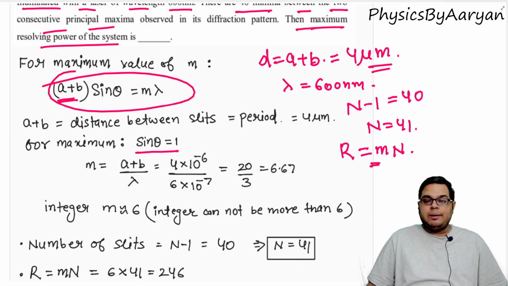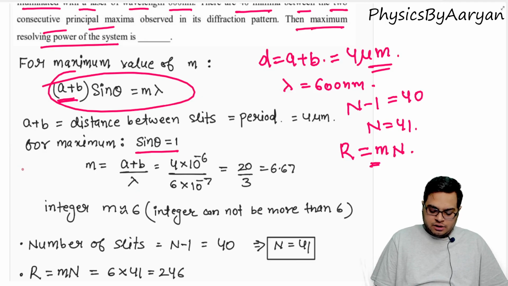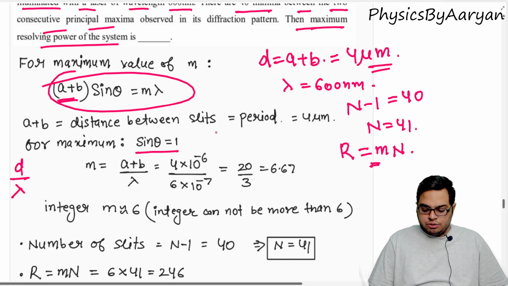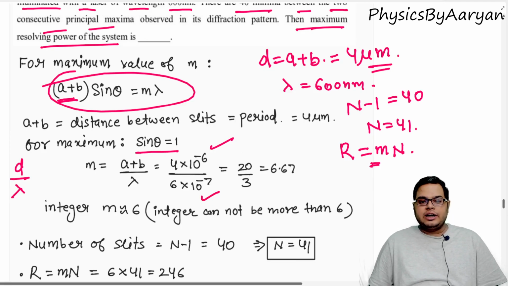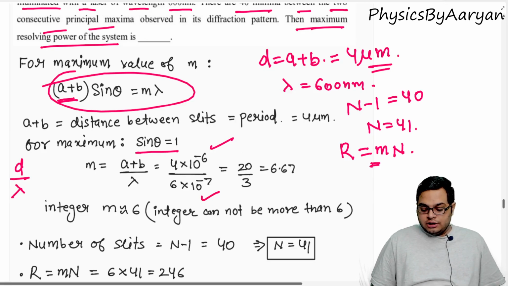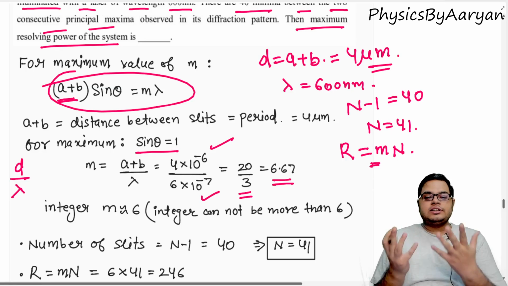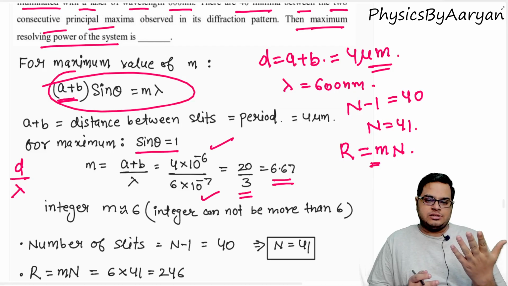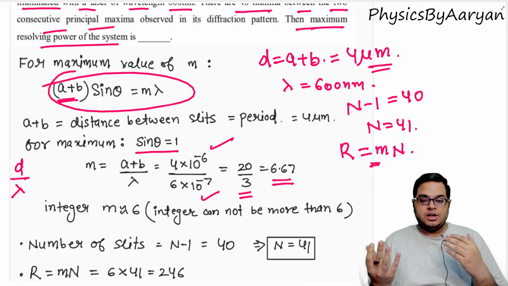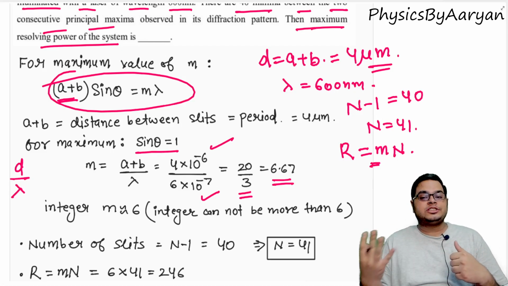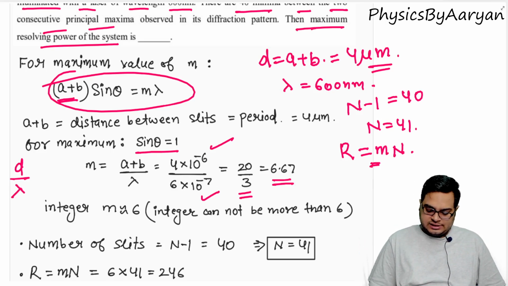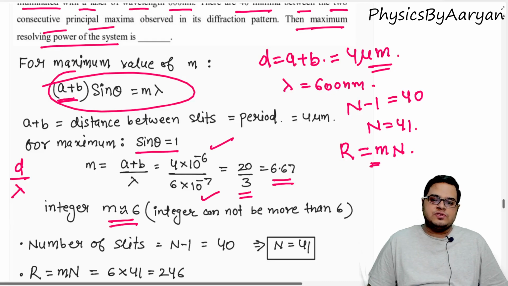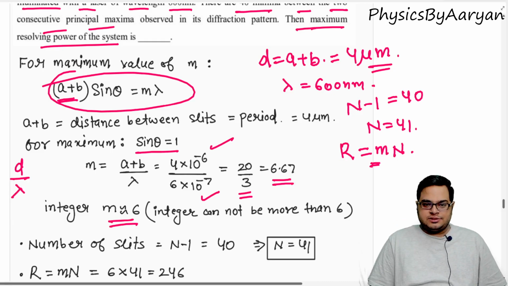So you can say that m is given by (a plus b) by lambda, or d by lambda. D is given to you, it is 4 micrometer, divided by lambda, which is 600 nanometer, so 6 into 10 to the power minus 7. So this is 20 by 3, which is 6.67. There is nothing as 6.67. Either you will have 6 maxima or 7 primary maxima. You cannot have 7 because you cannot go beyond 6.67. So the number of primary maxima that you will see is 6. So M is going to be 6.